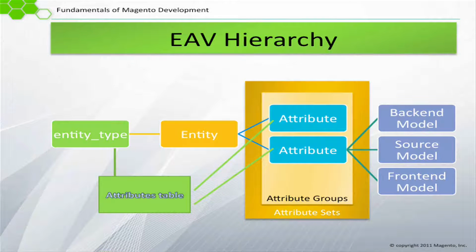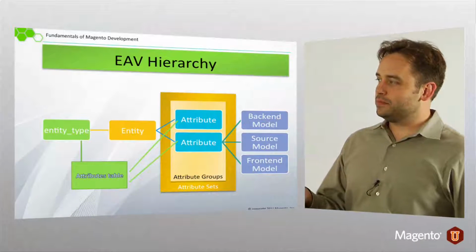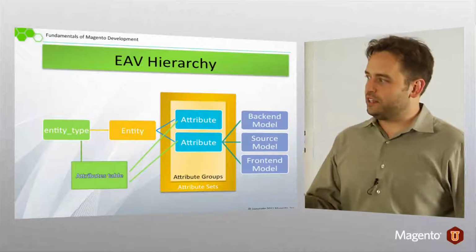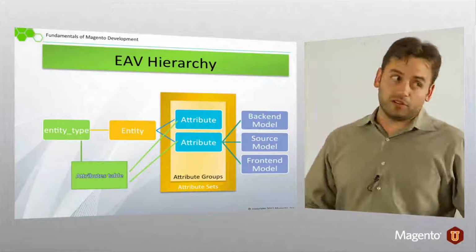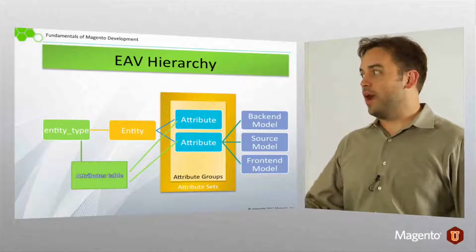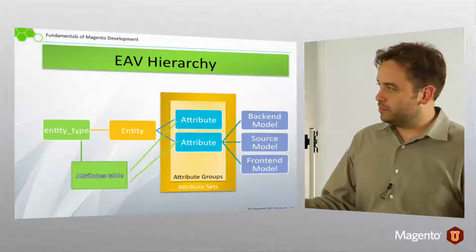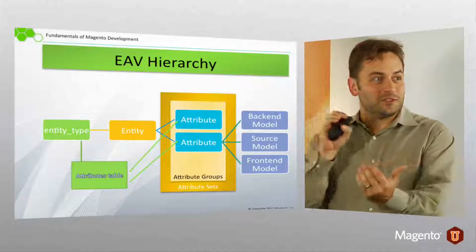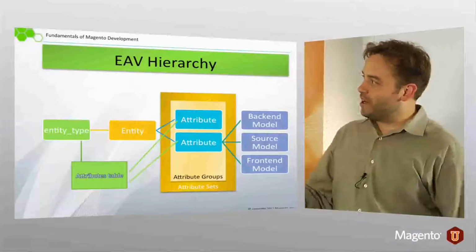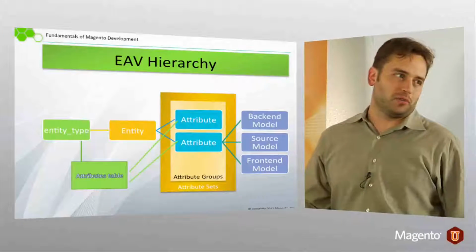All right, EAV hierarchy. Okay, so bear with me just a second. Entity type. So an entity has an entity type. Then there are also attribute tables. All right, so attributes. This is the important part of the slide. Attributes themselves are like their own little model world. They have backend model, source model, and front-end model. Okay?